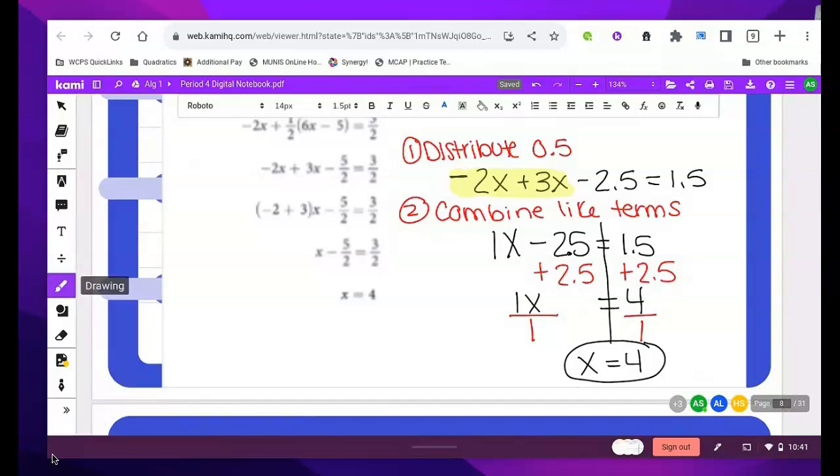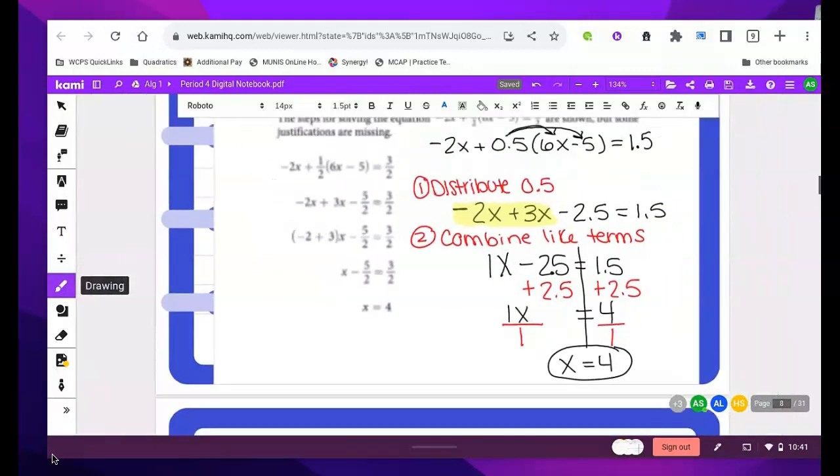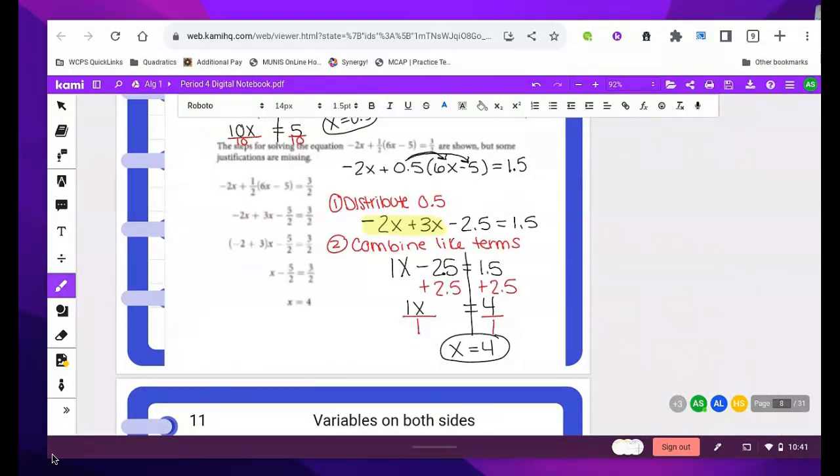So let's go ahead and check that with our original equation. So we have negative 2 times our 4 plus 1/2 times (6 times our 4 minus 5). And we want to know, is that equal to 1.5?